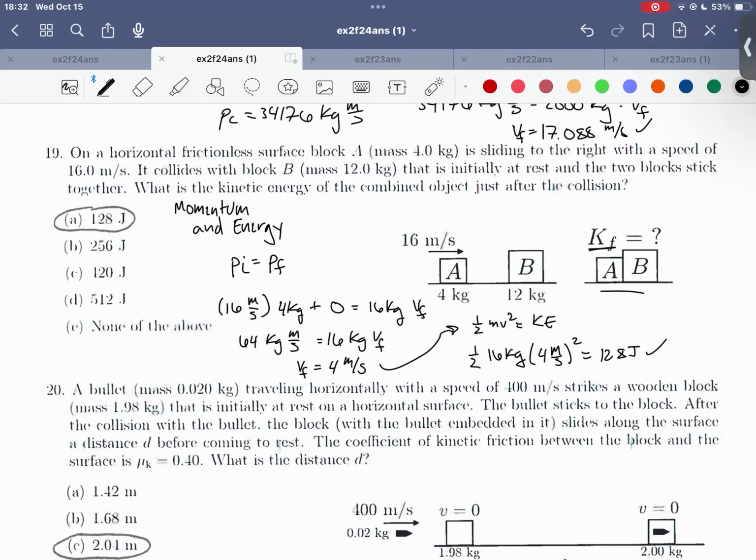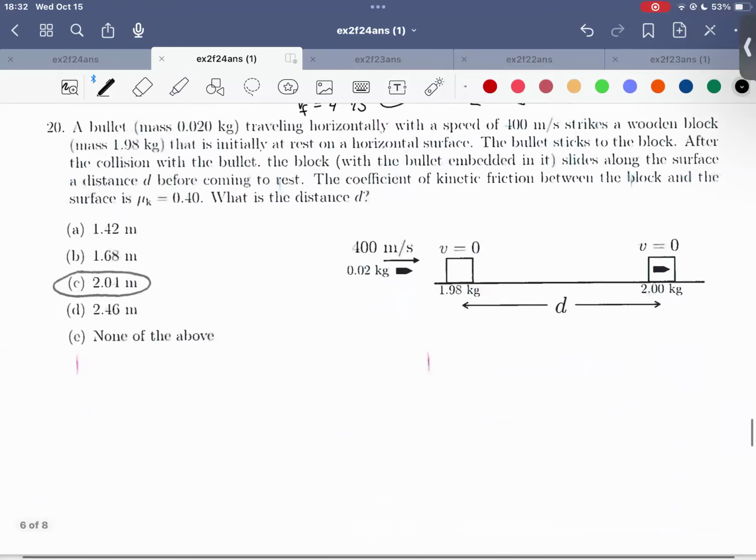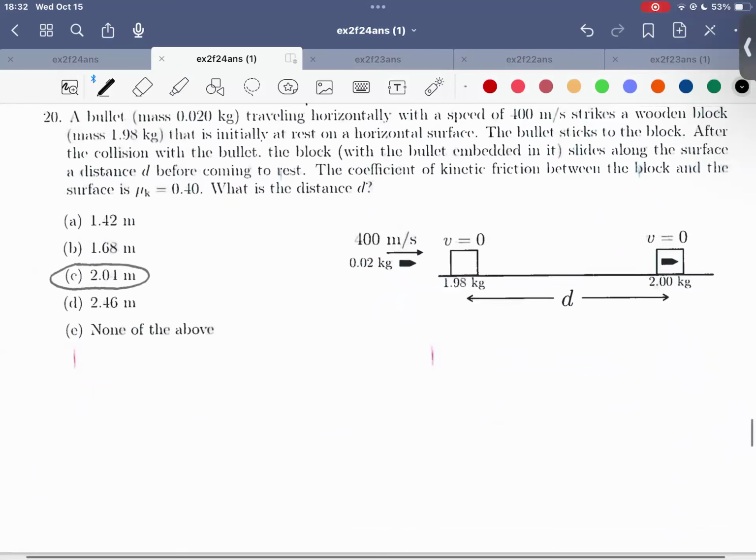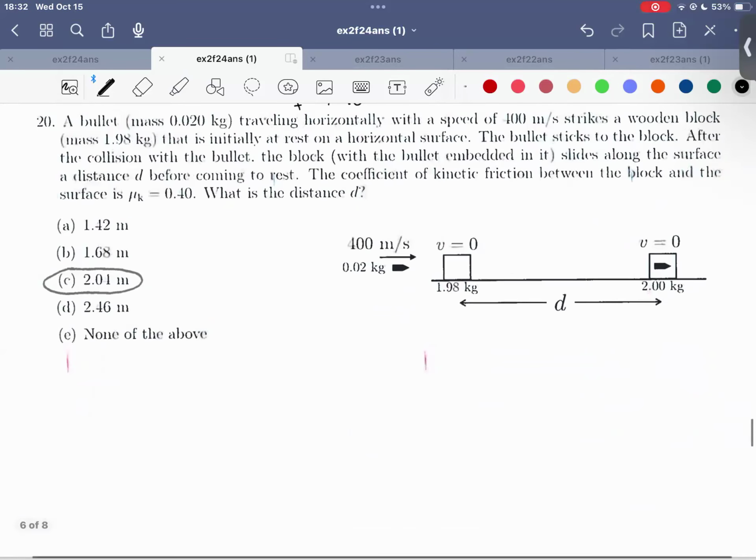All right, and then 20. I feel like these are pretty common. There's always one of these on every exam, but they're relatively simple to do.